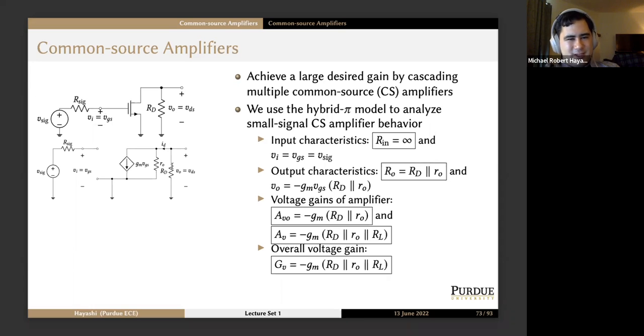The output characteristics. Now we look at the output of the amplifier and look to the left. If we look left of VO, we see two resistances in parallel. We see RD, which is connected between the drain terminal and ground, and RO, which is also connected between the drain terminal and ground. So we get that the output resistance is RD in parallel with RO.